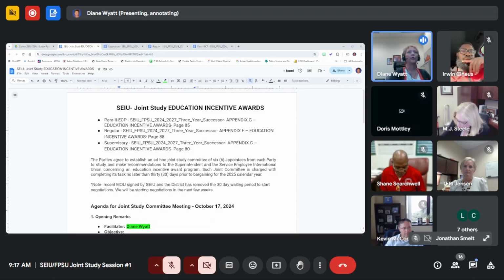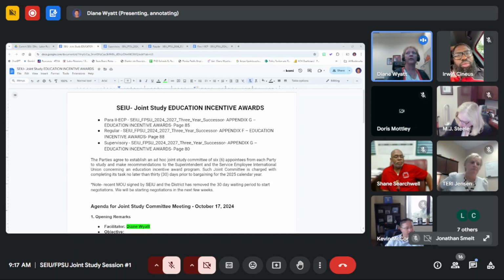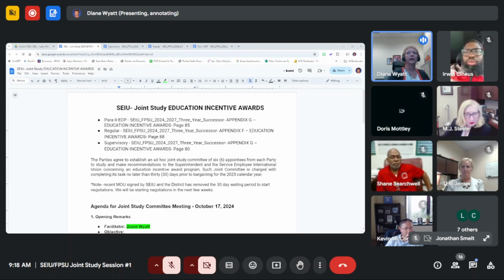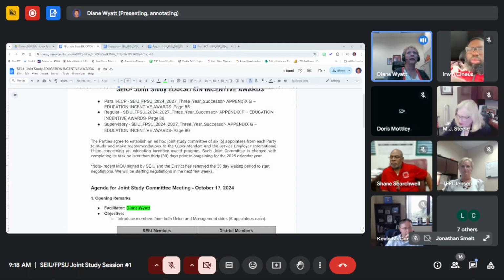agreement for all three of the SEIU CBAs from last year, or the one that is currently in process. In the para, it is listed as Appendix G. In the regular, it is Appendix F. And in the supervisory, it is Appendix G as well. What we're here today to look at is a joint study in which the teams had asked us to look at. And it is for this specific statement.